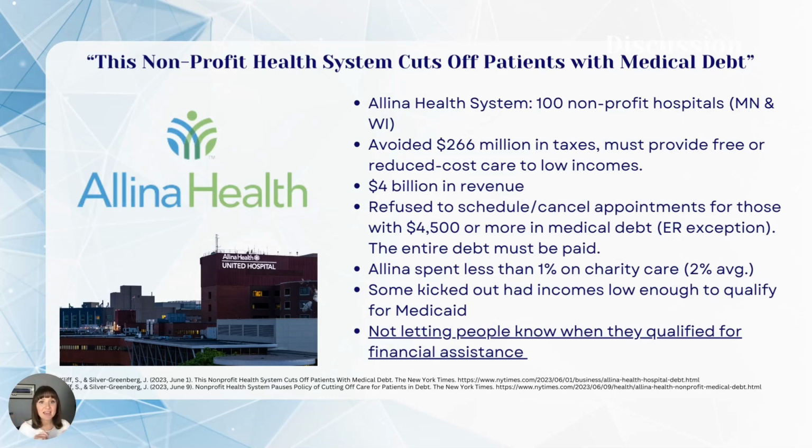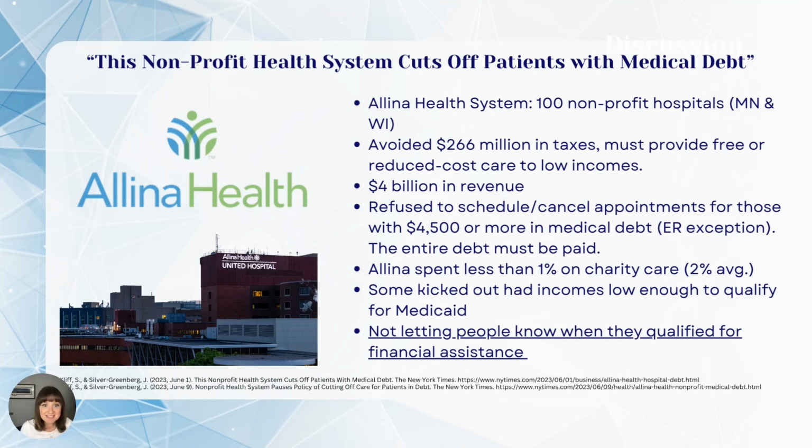But beyond that, Alina also started to refuse care to patients that had $4,500 or more in healthcare debt. Now, this didn't include the emergency room, but if you had a chronic illness like cancer, you could not schedule your appointment. The schedulers couldn't bypass the system and schedule an appointment for you. Nothing could be done for you until that entire debt was paid. Not just the payment plan, but the entire debt had to be paid before you could get care.